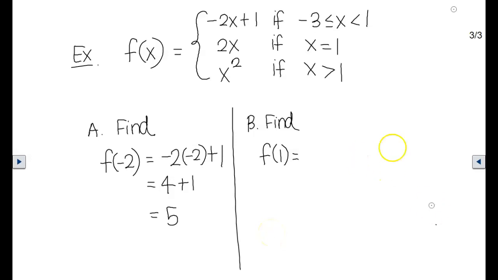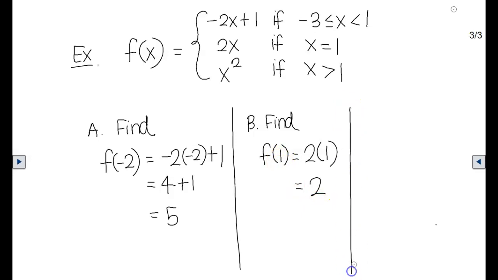And just to emphasize why we're not going to do the x squared part of this, f of x is x squared if x is greater than 1. Is my number 1 greater than 1? No, it's not. So notice again how this number 1 only fits one of these three domains, and it's the second one. So I would use the second piece of the function. I would input 1 for the x in 2x and have 2 times 1, which would be 2. So this piecewise function takes an input of 1 and connects it to an output of 2.